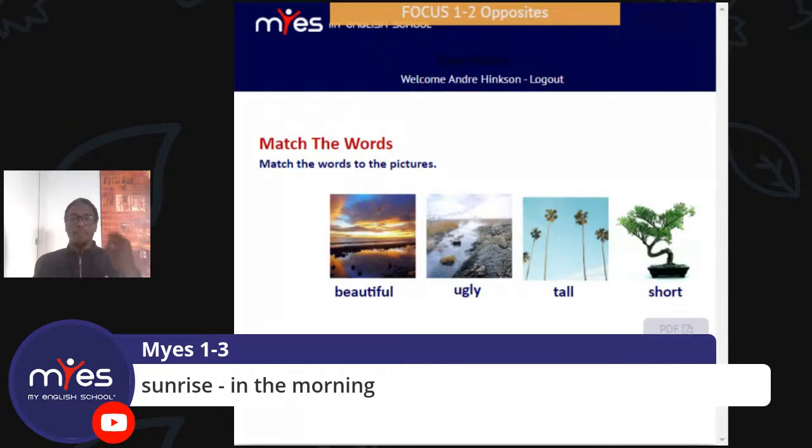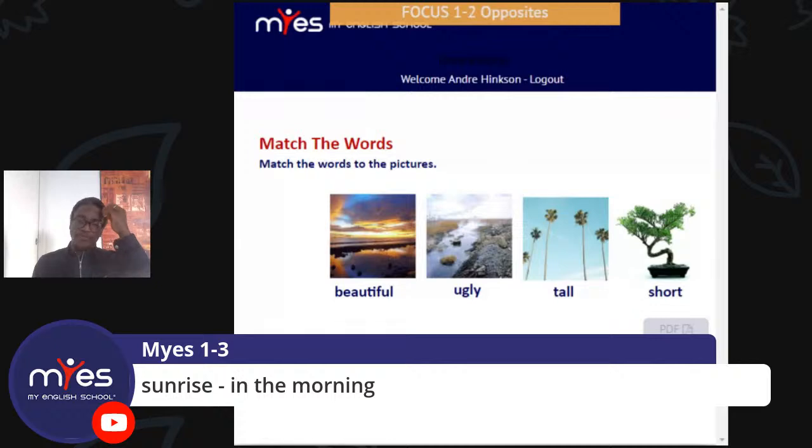So we've got beautiful for the sunset, many colors, it's a positive feeling. Ugly, the opposite of beautiful, meaning it's not very colorful, it's not very interesting or exciting. Then we have tall, the palm trees are tall. And then the opposite of tall is short. So this is a bonsai tree, it is short, very short.